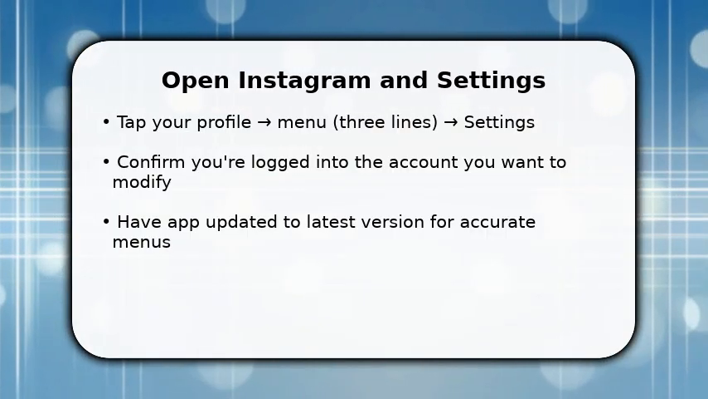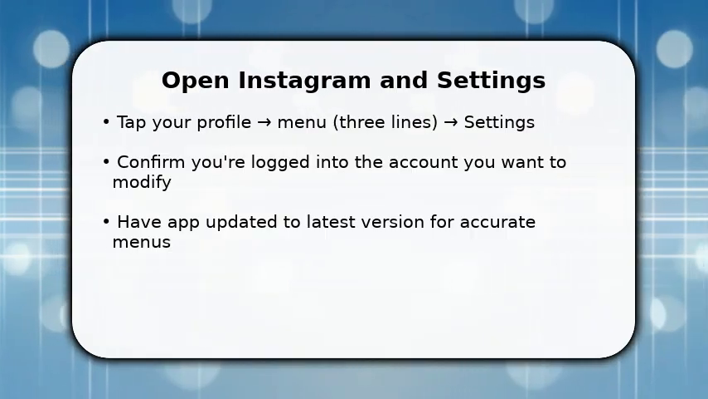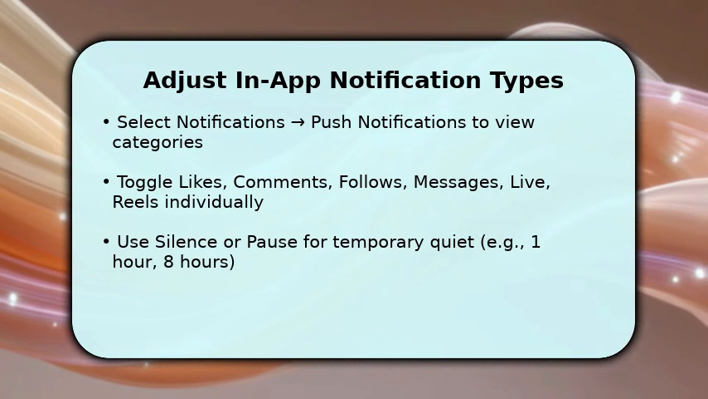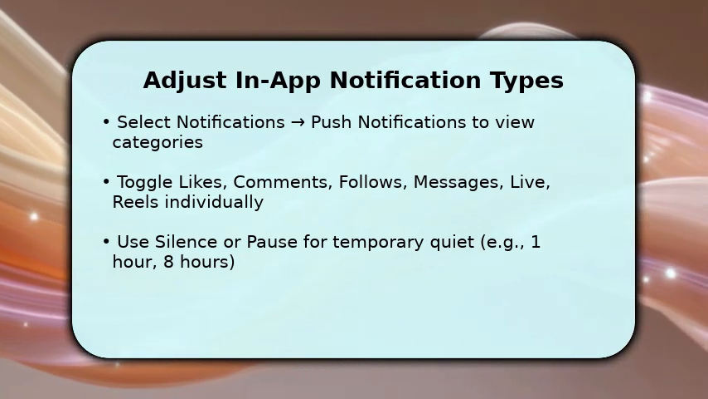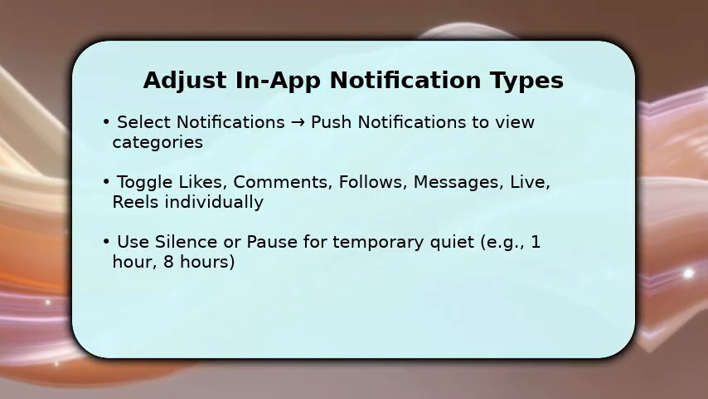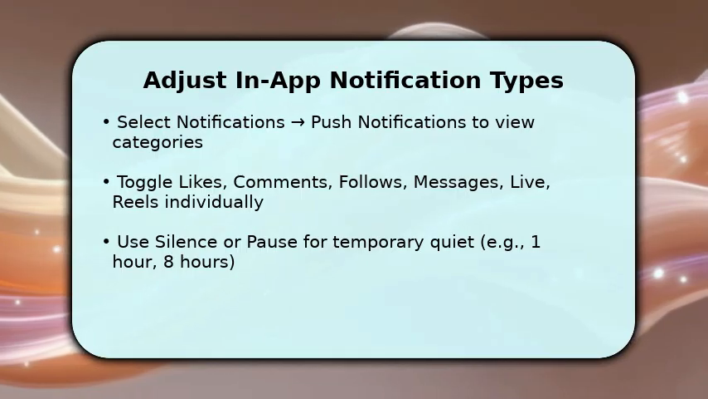Now, move into the Notifications panel to make changes. Once inside Notifications, you'll see categories like Posts, Stories, Messages, and Live. You toggle each type so you only receive what matters. For example, turn off likes and follows while keeping direct messages on.